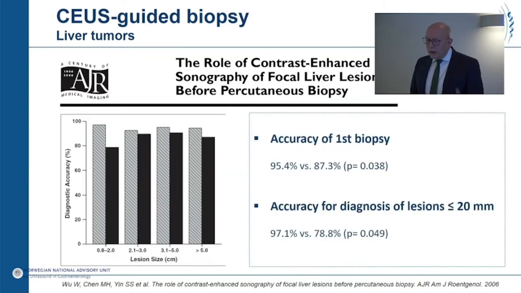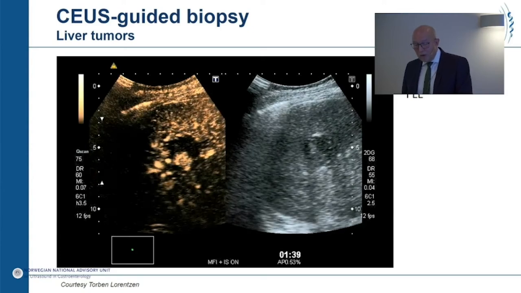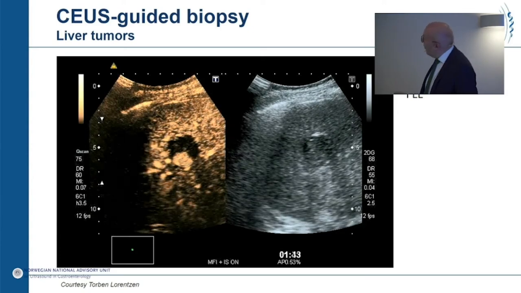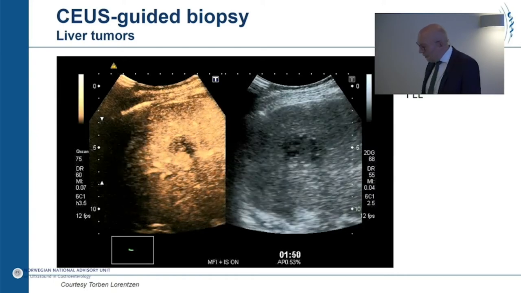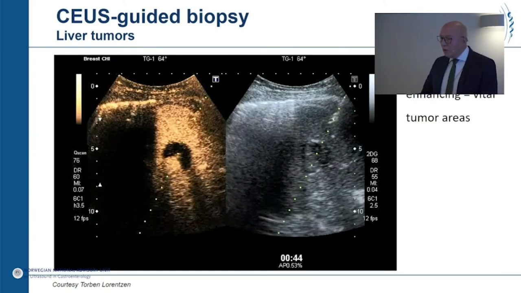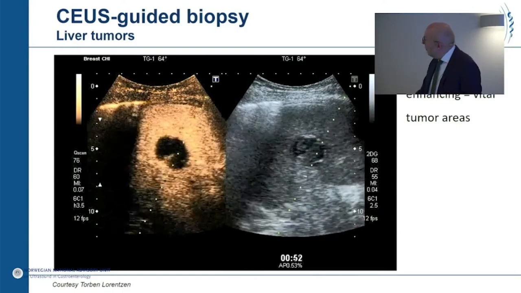And there are a lot of studies. I can show you only one, but this was important because it showed that especially for small liver lesions, which have a size below 20 millimeters, the accuracy for histologic or cytologic diagnosis is significantly higher in patients in whom you use CEUS-guided biopsy. And there's one example from Denmark, courtesy of Torben Lorentzen, a colleague of Christian Nolsøe, showing a partially necrotic lesion. There's only one viable smaller part of this lesion. And of course, it is very easy now to target this viable part of the lesion, and you can't see the viable part clearly with B-mode ultrasound.